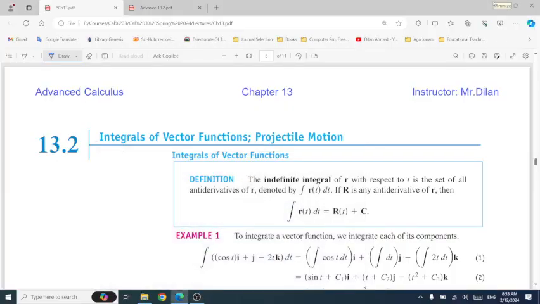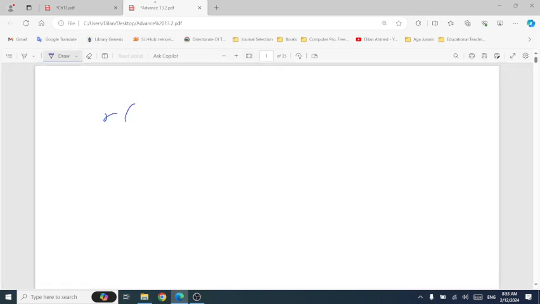Welcome back again. In 13.2, we are talking about the integral of a vector function and projectile motion. As we mentioned in 13.1, like in Calculus 1, for example, if your r(t) is equal to t squared i plus t cubed j plus square root of t k, when we say derivative, we are doing it like that.